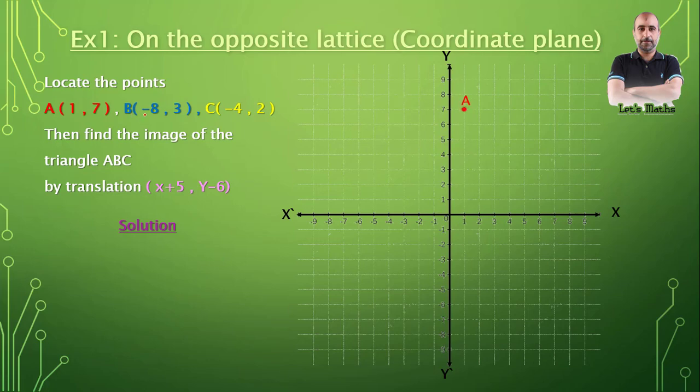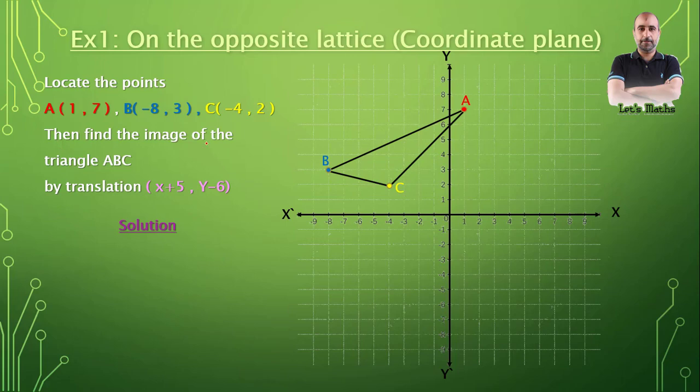B is (-8, 3). Negative 8 on x and 3 on y. It means here. And finally, C intersects x at negative 4 and y at 2, which is here. That's where C is. Now, that is a triangle.